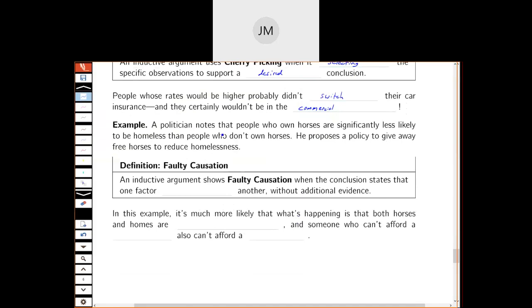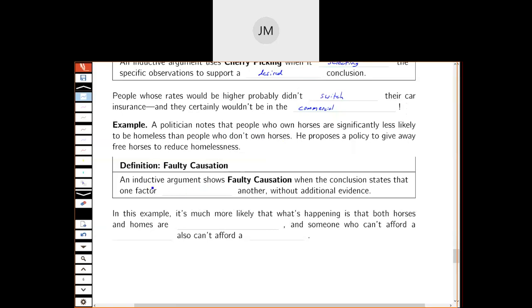A politician notes that people who own horses are significantly less likely to be homeless than people who don't own horses. He proposes a policy to give away free horses to reduce homelessness. Okay, and it's not that this is something that I've ever heard. But this is a good example of a type of reaction that people can have.